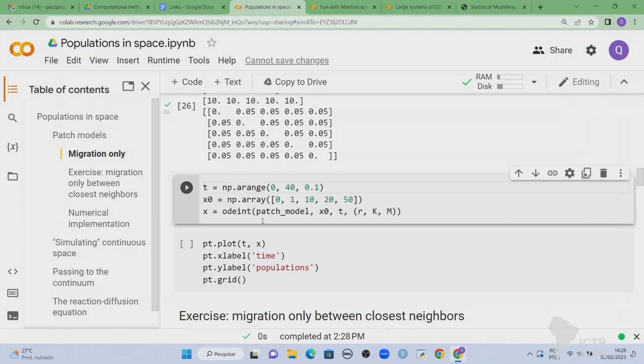Here, once again, I put a very lopsided initial condition. I have one patch with no individuals at the beginning, one with only a little bit, and then another one with 50 individuals, or 50 population. I'm not sure if this is individuals actually. So what should happen after some time? What do you expect to happen?